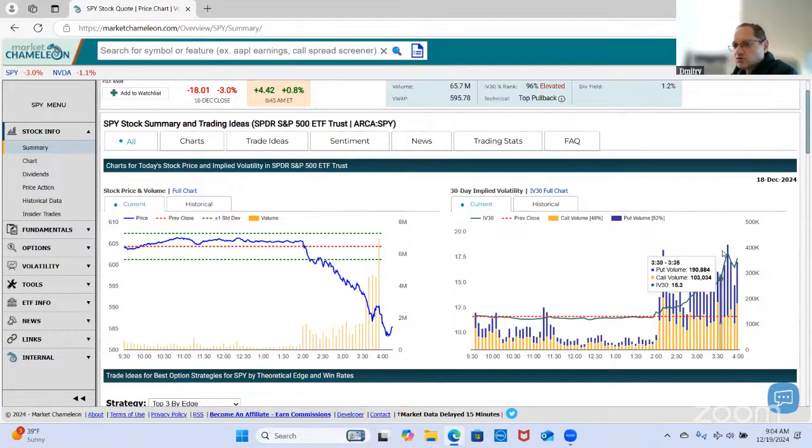So let's take a look. Before we look at the skew, the skew measures how the out of the money options behaved in this scenario. We see that at the money implied volatility was up significantly, but what about the difference in the implied volatilities between the out of the money puts and out of the money calls? How did that look yesterday?